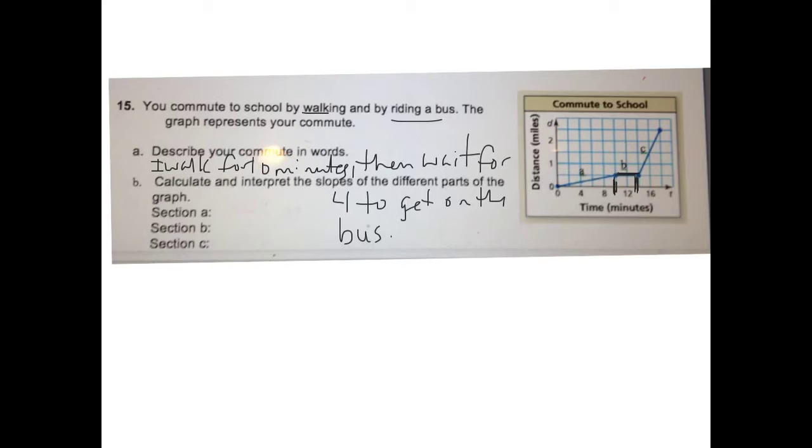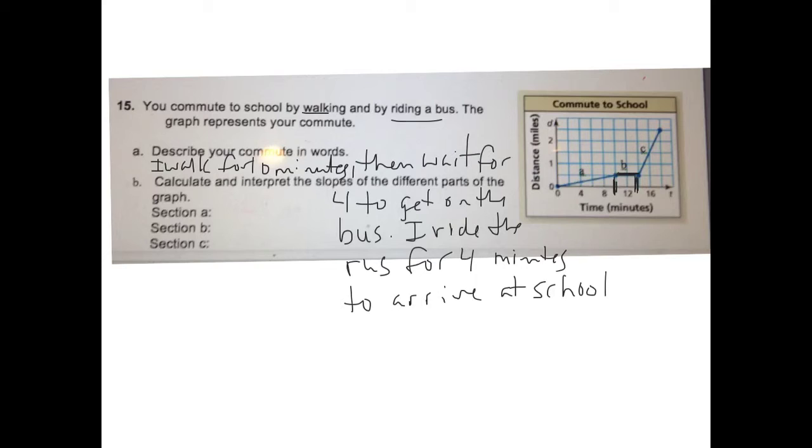Okay. I ride the bus for 4 minutes to arrive at school. Okay, and so that is the description in words. I walk for 10 minutes. So he walks for 10 minutes. Then he sits and waits for 4 minutes. And then he rides the bus for 4 more minutes. And then he's at school. School is right here. So that tells you that the school is 2.5 miles from his house. Okay, so there's lots of good information on here.